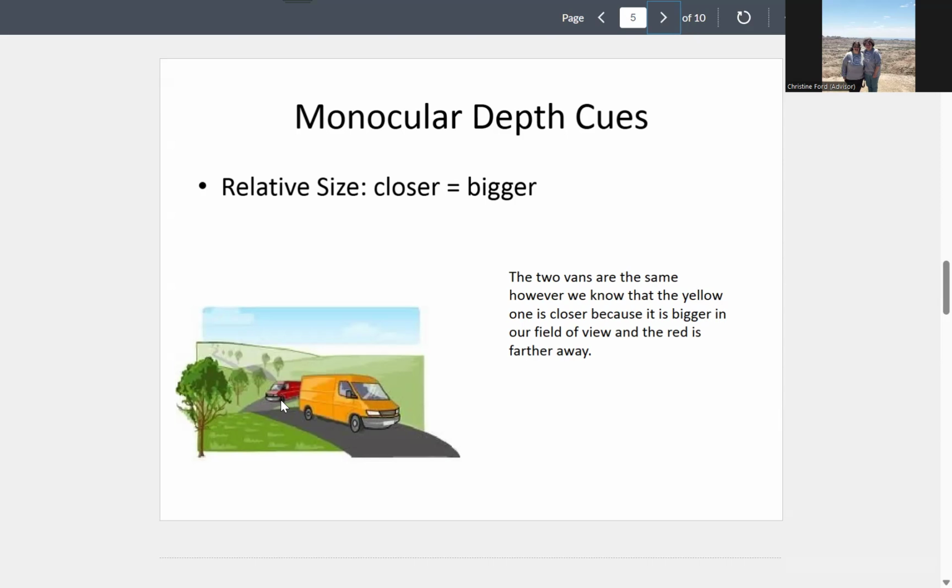So, in looking at things, you want to see similar objects and you want to see how they change once you look at them close versus you look at them far away. Or if you're looking at like a row of cars, how much bigger the first car appears than the last car in the row.